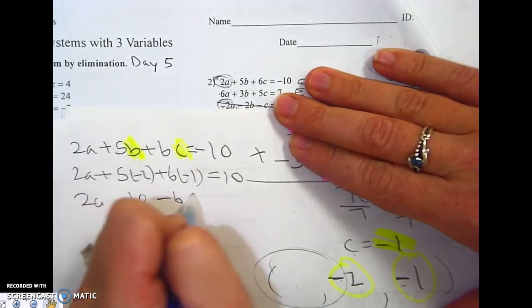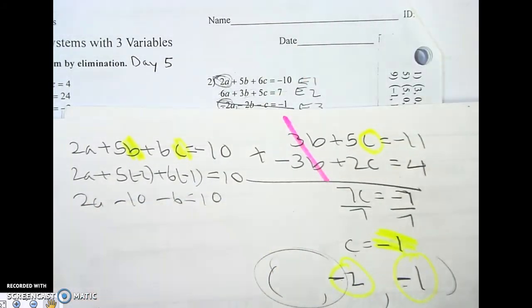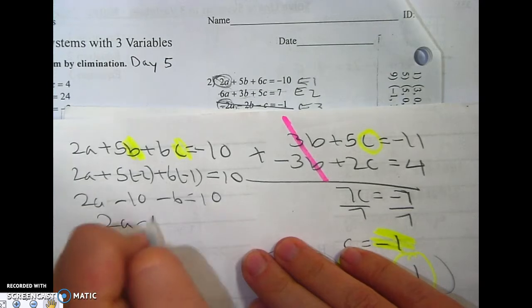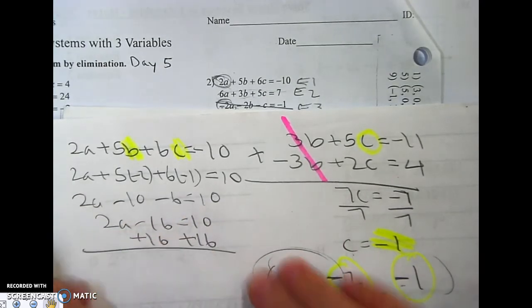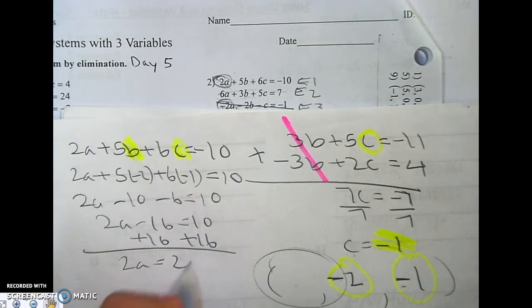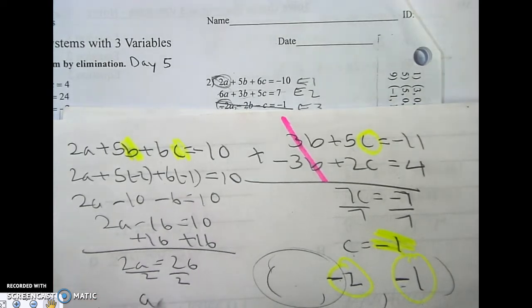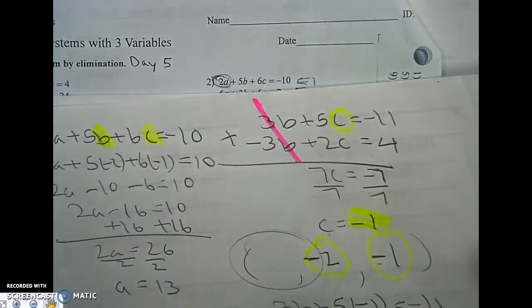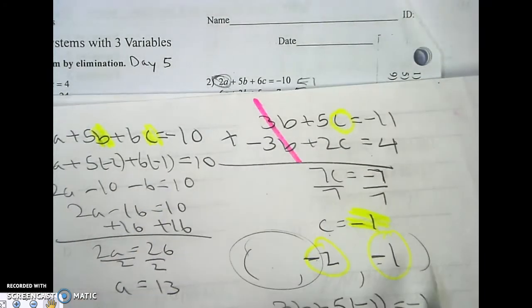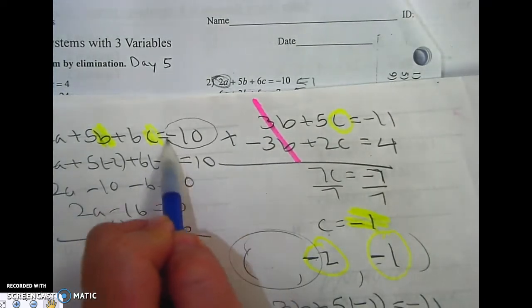2a minus 10 minus 6 equals 10. Negative 10 minus 6 is negative 16. Add 16. Something happened, I feel like. And I got A equals 13. Oh, I see my mistake. Honestly, if I get really big numbers, I feel like there's something wrong. And it kills me. I did all of that, and then there's my mistake.